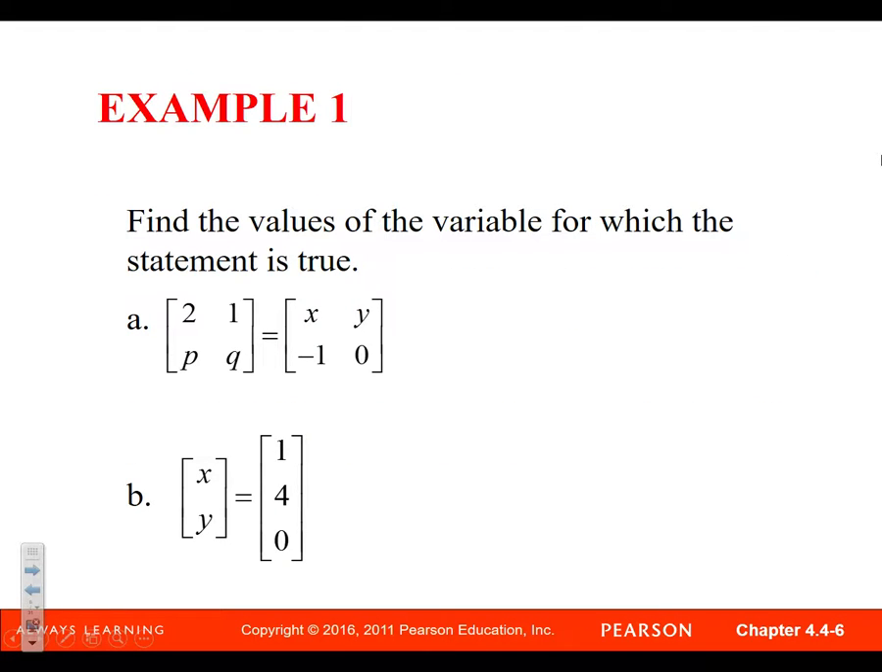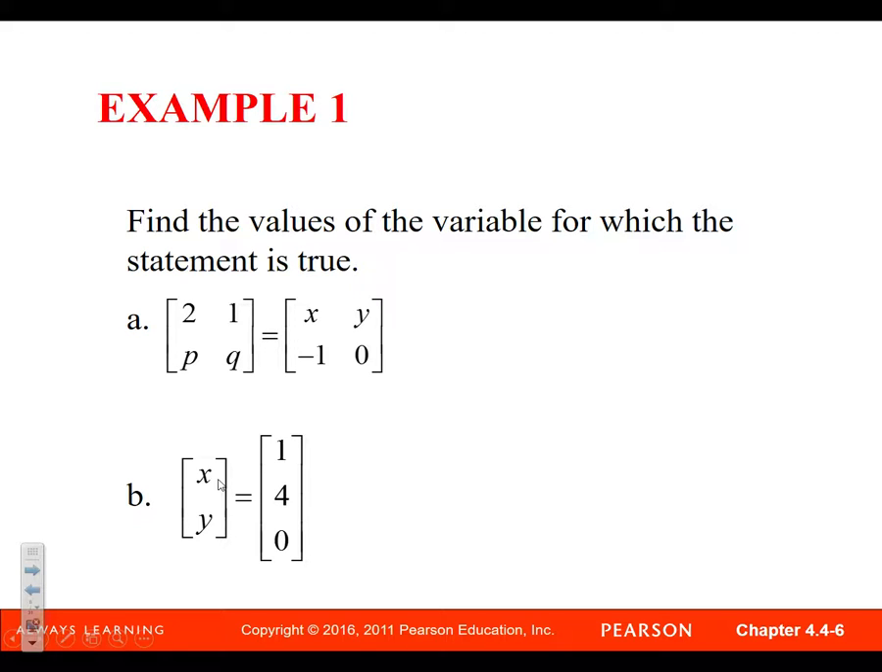Okay, here's an example. If these truly are equal, notice the two square matrices are supposed to be equal matrices. That means that the value of x is, the value of y is, P is, Q is. What is x? 1. Wait, no, 2, 4. Wait, no, it's 1, 4, and 0.